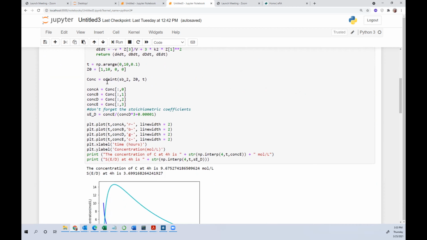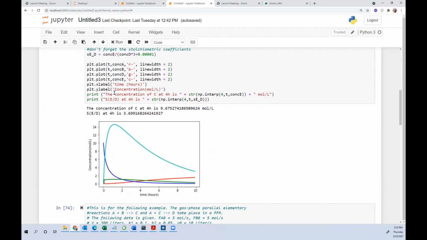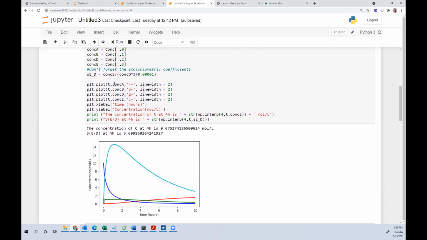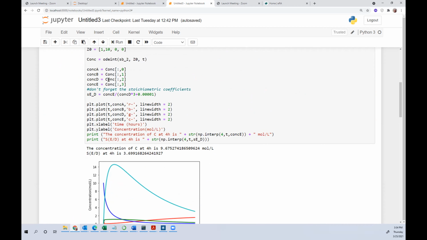All right, so anyway, then you can do the plotting. So this is time, concentration of A, which I made in red and gave a line width of 2, B, same thing, and E. Put some labels in X and Y labels.